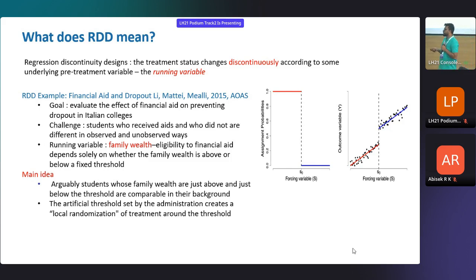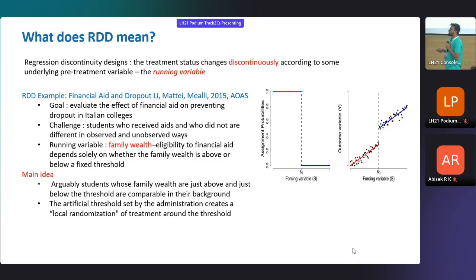Now, what does that mean? For example, if financial aid depends solely on whether your family wealth is below or above a certain threshold. If this is my family wealth, and I don't require financial aid, then I might fall here. And if my family wealth is above a certain threshold, let's assume it is some form of index, then my financial aid has to fall here, right? So does that inherently make these two populations comparable? Probably not, right? So what do we do there?